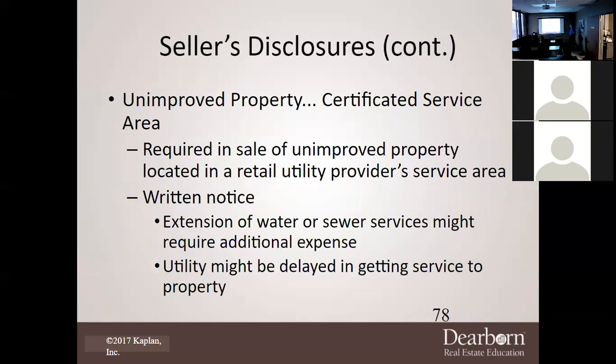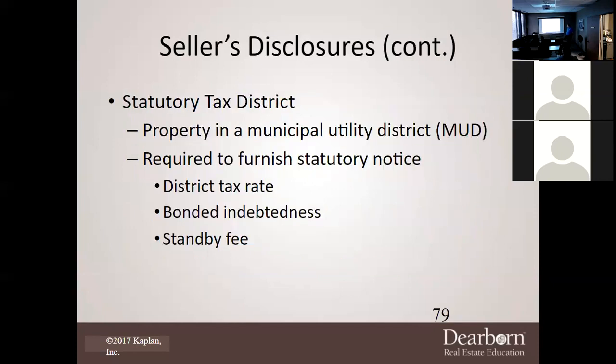If it is unimproved property, there is a certified service area notice, which is required in the sale of unimproved property that's located in a retail utility provider service area. There is a written notice that the extension of water or sewer services might require additional expense. The utility might also be delayed in getting service to those properties.